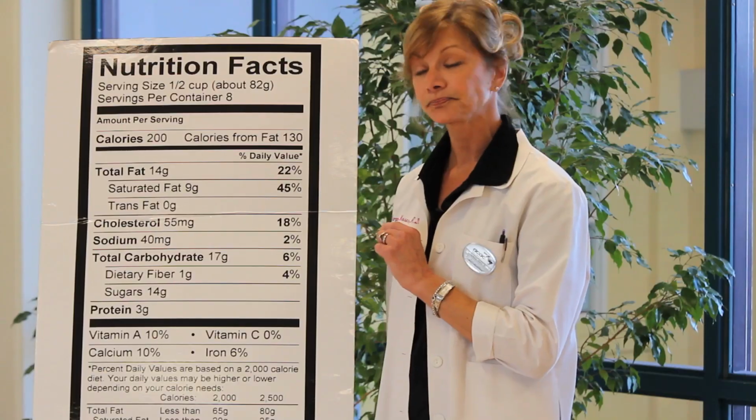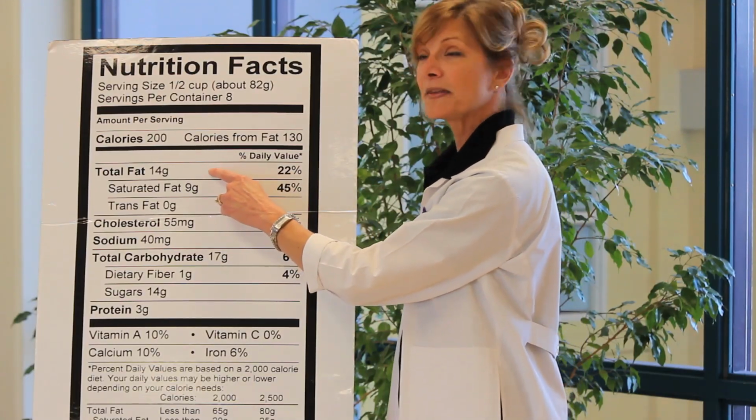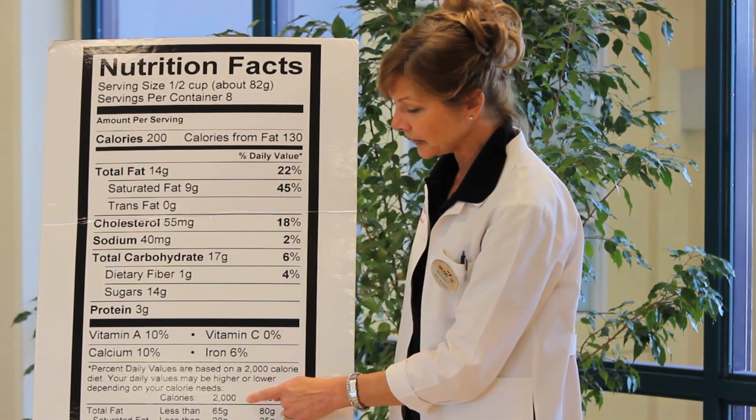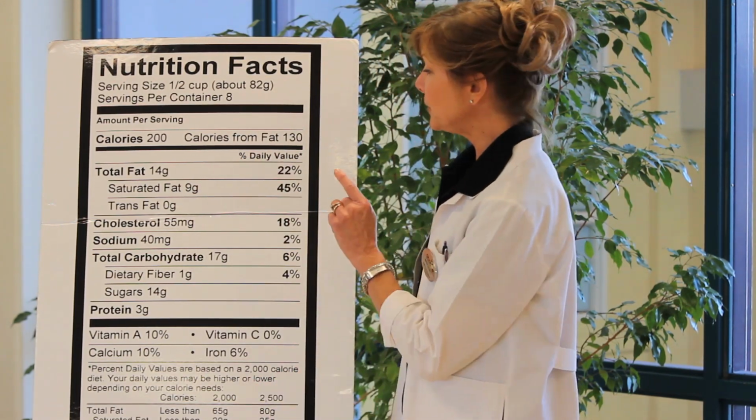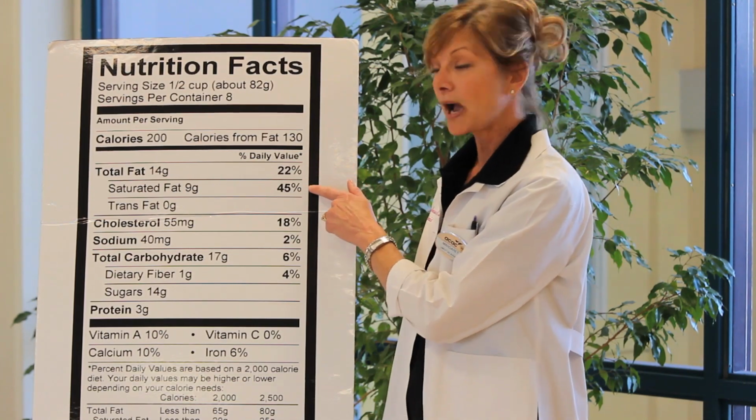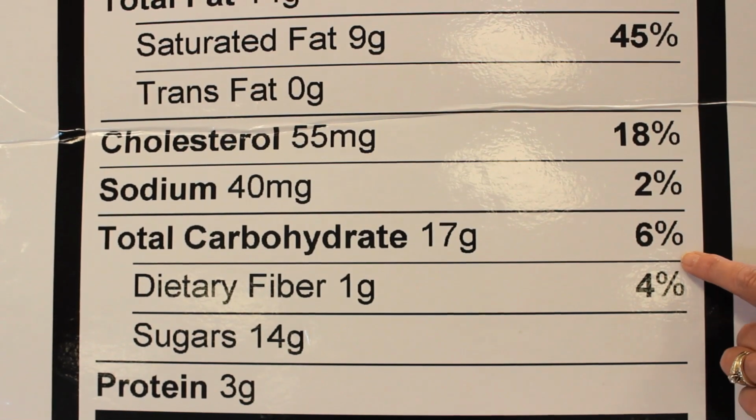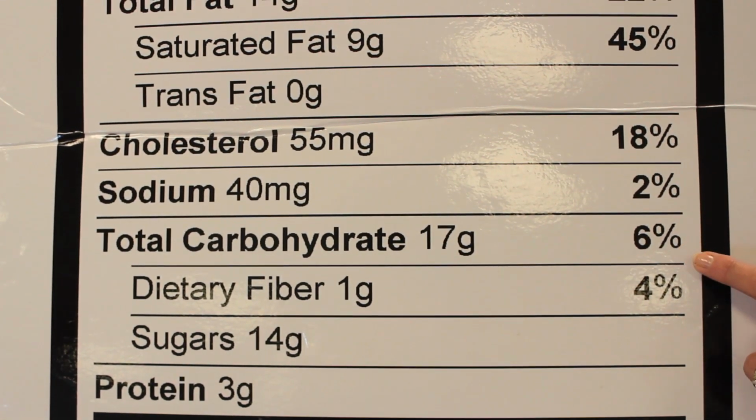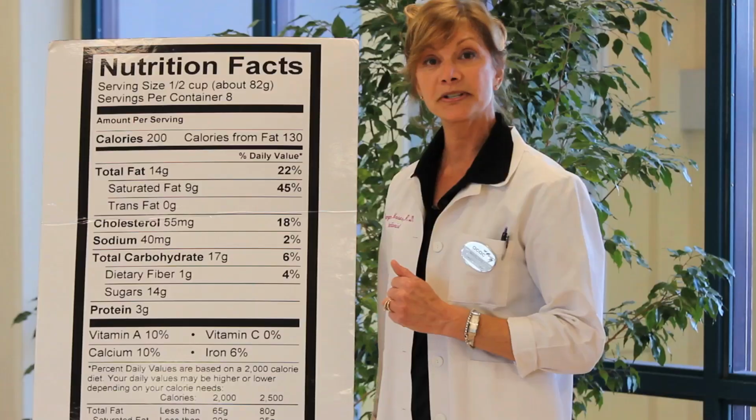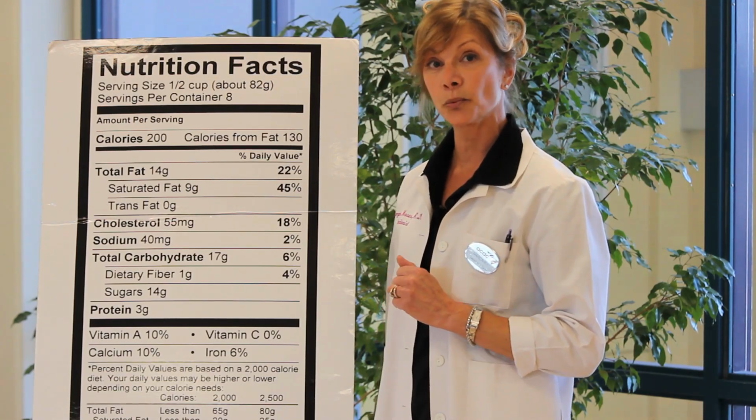What's really important, and this is the easy part of the label, remember two numbers in the percent daily value column. Anything 5% or less is considered low. Anything 20% or more is considered high. So even if you don't remember that this 14 grams of fat refers to this 65 grams, you know that this is a high fat, high saturated fat, high cholesterol, and a low sodium, low carbohydrate, and a low fiber product. So anything 5% or less is low, anything 20% or more is high.